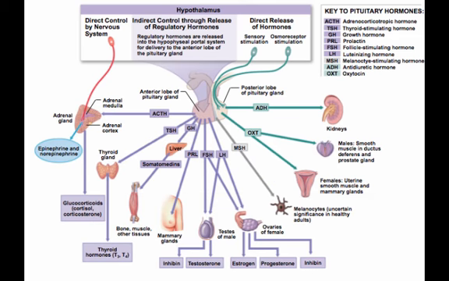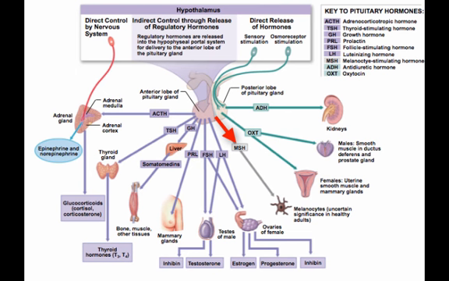The pituitary gland releases 9 important hormones that you need to know: thyroid-stimulating hormone, adrenocorticotropic hormone, growth hormone, prolactin, follicle-stimulating hormone, and luteinizing hormone. The posterior lobe releases the hormones ADH and oxytocin. The intermediate lobe releases the hormone melanocyte-stimulating hormone, or MSH.